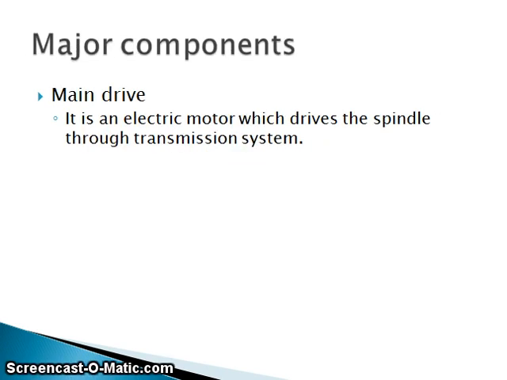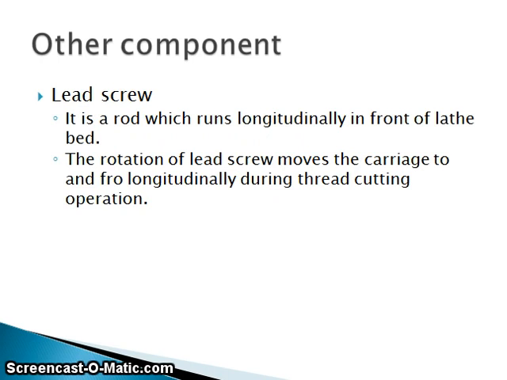Okay, let me go to the main drive. It is an electric motor which drives the spindle through a transmission system. Then we go to the lead screw. It is a rod which runs longitudinally in front of the lathe bed. The rotation of the lead screw moves the carriage to and fro longitudinally during a thread cutting operation.